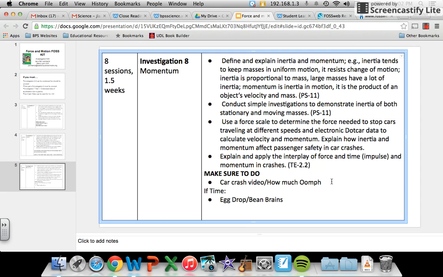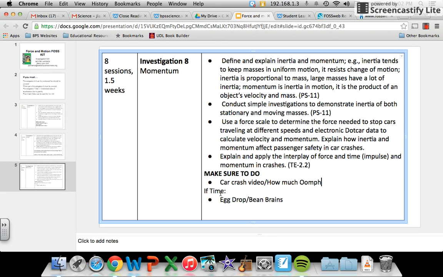How much oomph? This is, again, one of these really dense readings. But in this case, I have used parts of this. I haven't assigned it as a whole homework. But it does a really nice job supplementing or complementing the car crash video. So all the concepts that are talked about in the car crash video are also in this how much oomph.